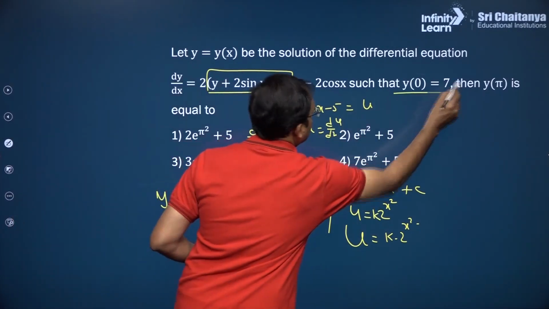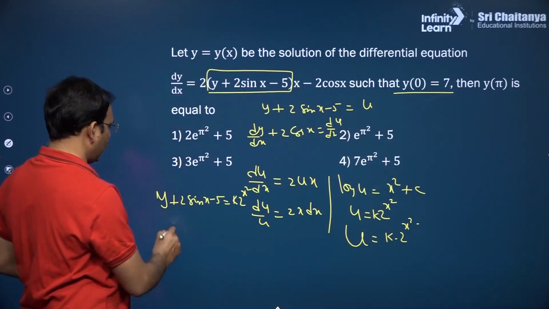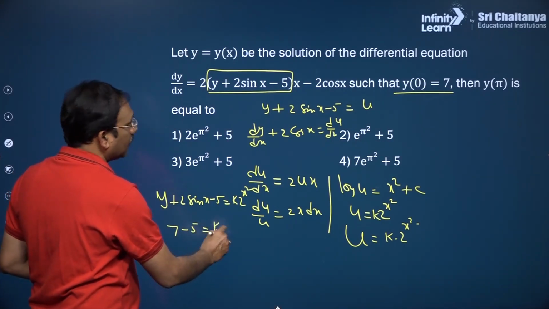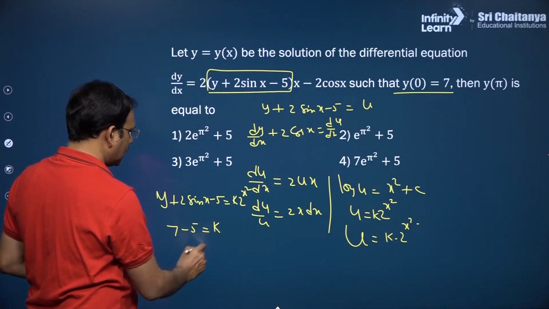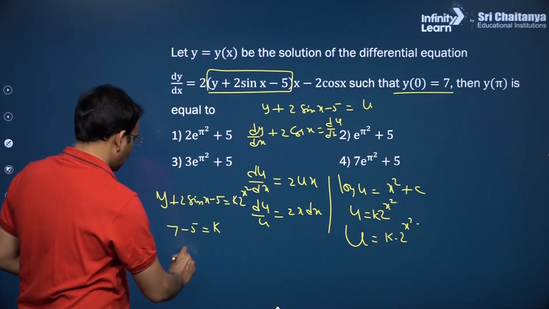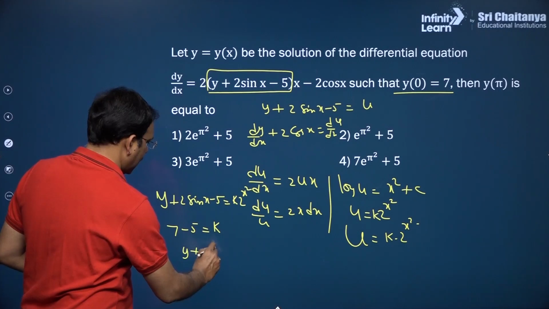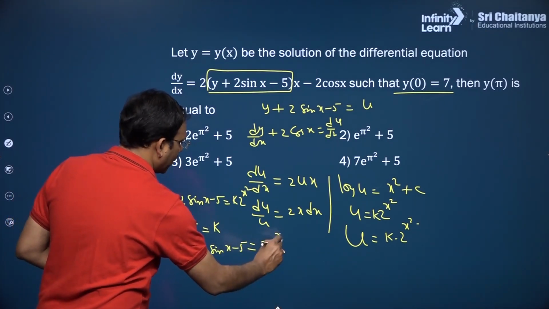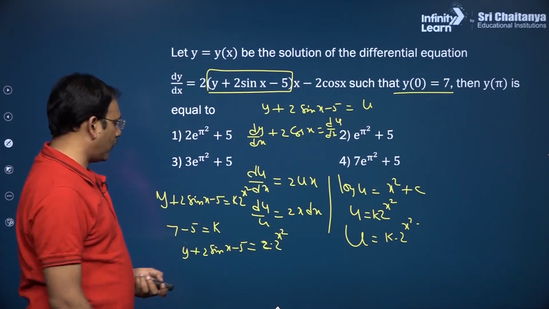Since y of 0 is 7, put x equal to 0, the output is 7. So 7 minus 5 is equal to k into 2 power 0. So k is equal to 2, my dear friends. So you will get y plus 2 sin x minus 5 is equal to 2 into 2 power x square. Now, I want y of pi.